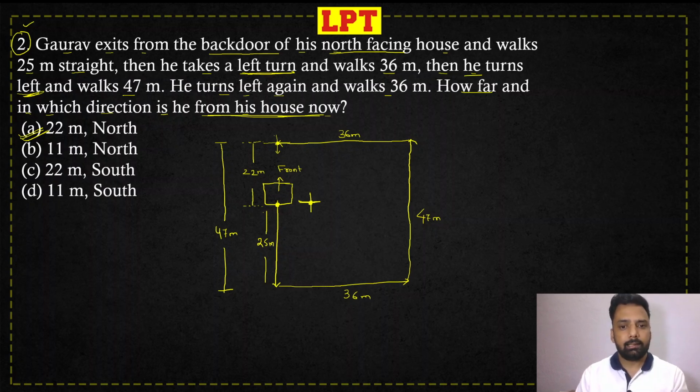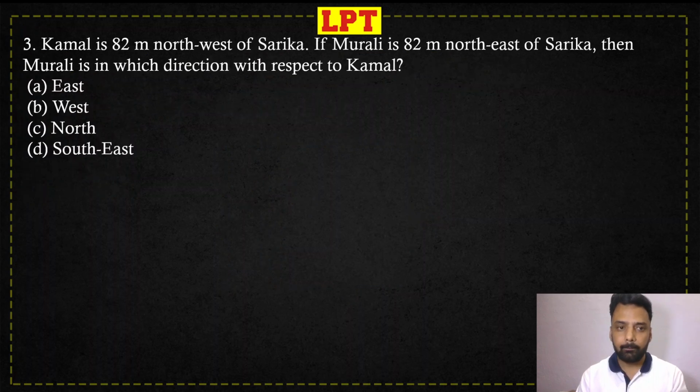I hope the idea is clear. Okay, next question says that Kamal is 82 meters northwest of Sarika. If Murli is 82 meters northeast of Sarika, then Murli is in which direction with respect to Kamal?